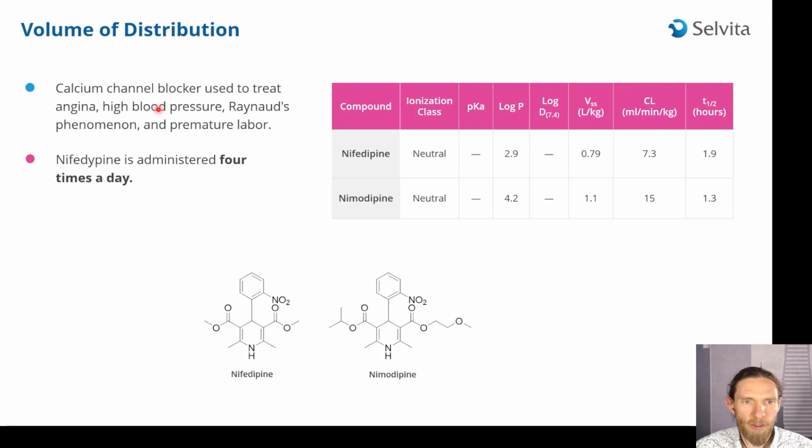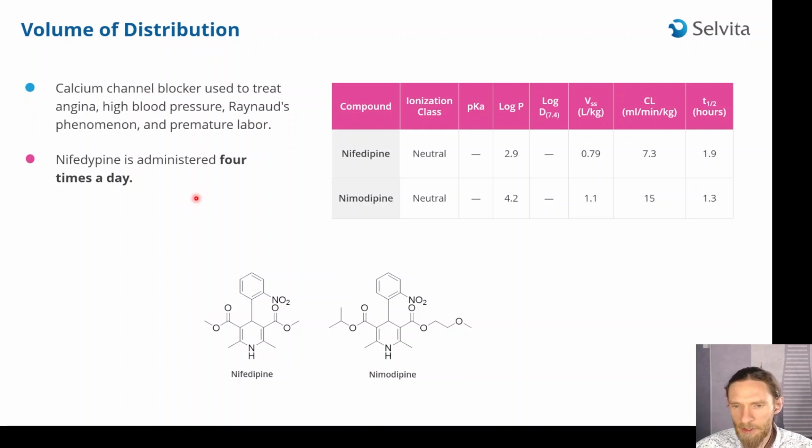Both are calcium channel blockers. Both are neutral molecules. Nimodipine is slightly more lipophilic. Volume of distribution is comparable, around 1, and so is the half-life, between 1 and 2 hours. The properties of these drugs cause them to need to be administered multiple times a day, approximately every 2-hour interval, which is very inconvenient for a patient.